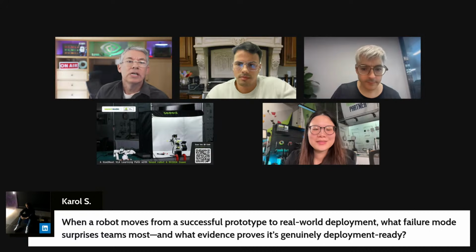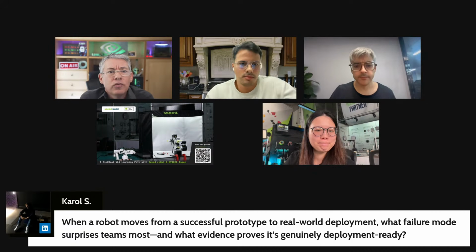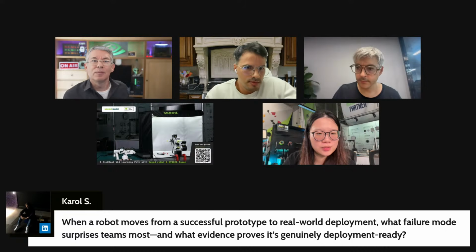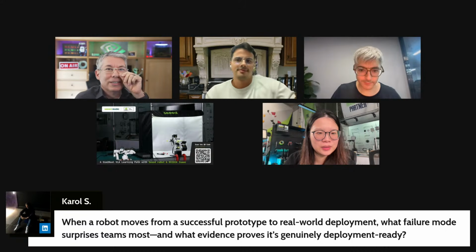Let me see if we got some other questions that our producers have been flagging. This is coming from Carol on LinkedIn: when a robot moves from a successful prototype to real-world deployment, what failure mode surprises teams most, and what evidence proves it's deployment ready? This might be better for Asia and Johnny. What do you guys think of this one?